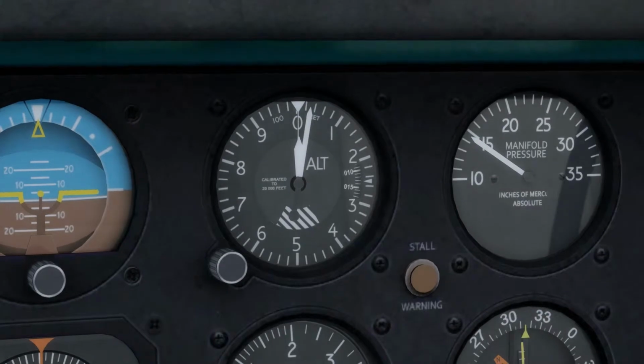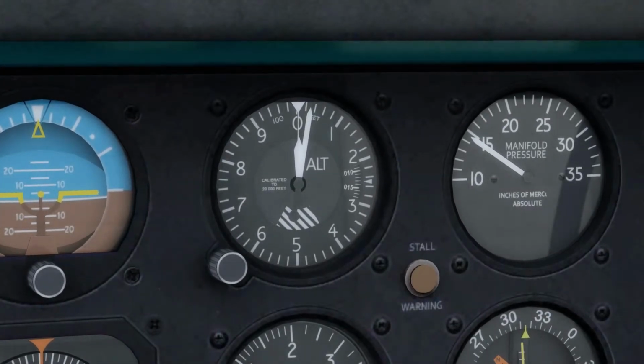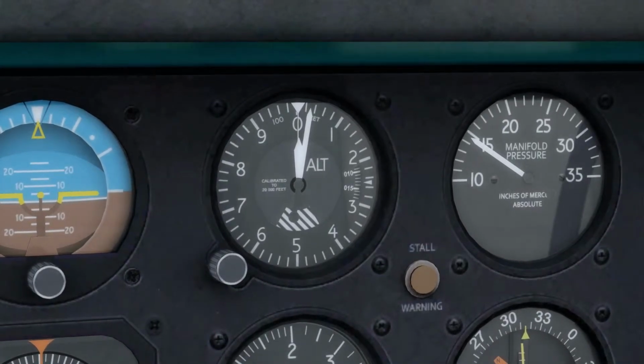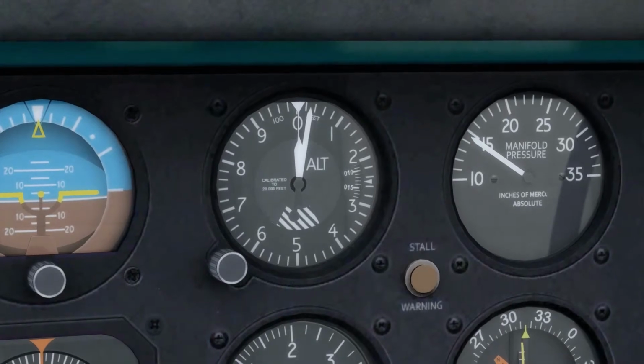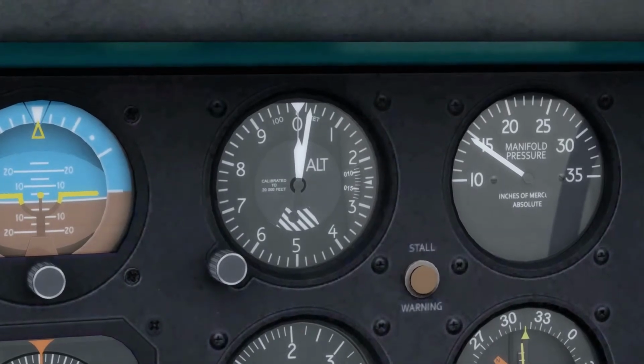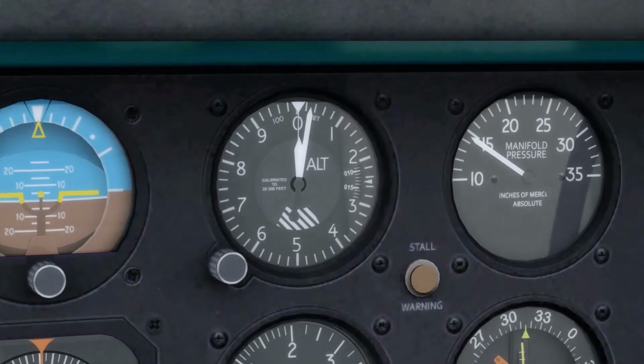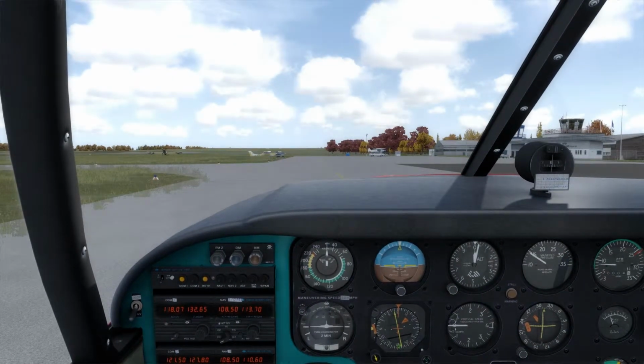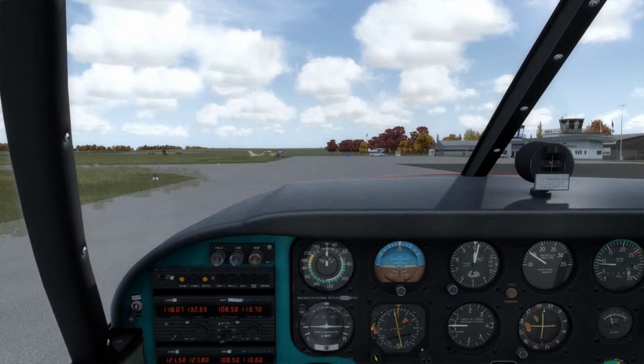Today we are going to talk about our altimeter, one of the basic instruments you find basically in every single aircraft. So let's start with the question, how does the altimeter work? The altimeter is one of the barometric instruments, which simply means it measures the air pressure around us to give us the information we need.